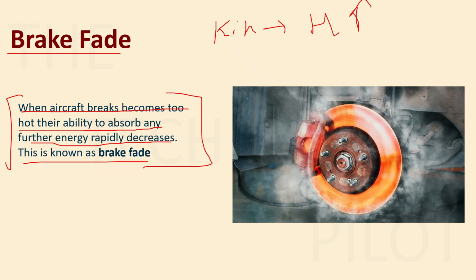So if you use too much braking, if you try to stop the aircraft with a lot of force, then the brakes can get too hot, right? If the brakes get too hot, their ability to absorb any further heat rapidly decreases, so they are not able to absorb any further heat. If you apply too much of the brakes together, the brakes get too hot and are not able to absorb any other energy, right? So this is known as brake fade.